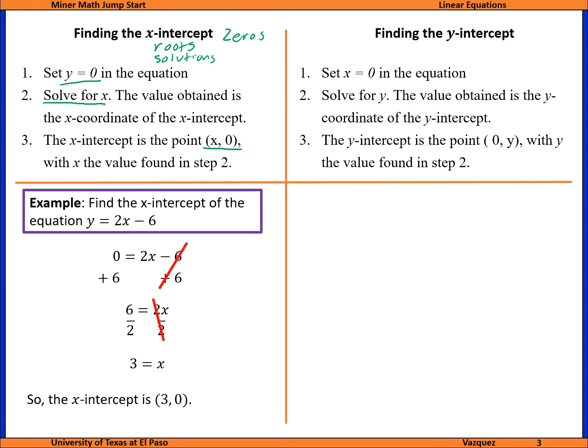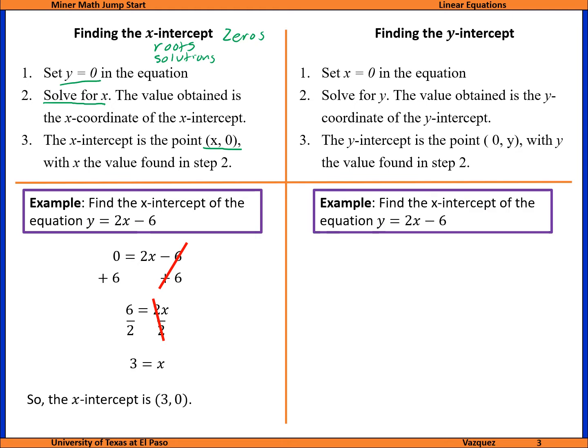And like we did before, we're going to go over an example. Here they're asking us to find the x-intercept. That is a typo. That should be the y-intercept. Y-intercept of the equation y equals 2x minus 6. So how do we do this? We're going to set x equal to 0. So notice that instead of x there, we have a 0. And 2 times 0 is just 0, so I'm going to cross that out.